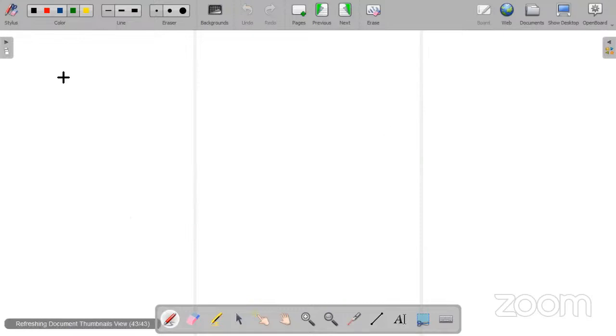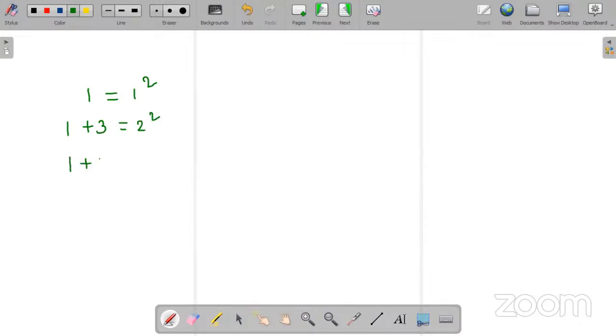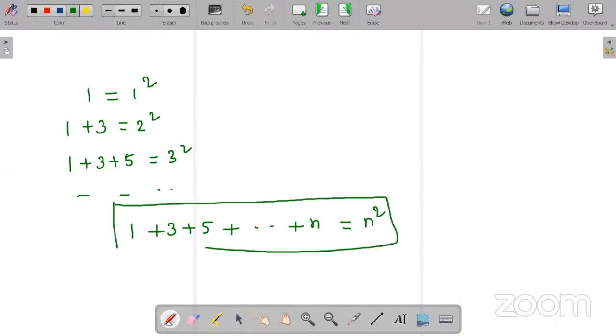So that means we get some idea also. 1 is equal to 1 square. 1 plus 3: how many odd numbers? 2, so you write 2 square. 1 plus 3 plus 5 is 3 odd numbers, so 3 square. Suppose it is given like this, 1 plus 3 plus 5 up to n, where n is an odd number, you will write n square. This is the formula. Clear? I hope it's very clear to you.